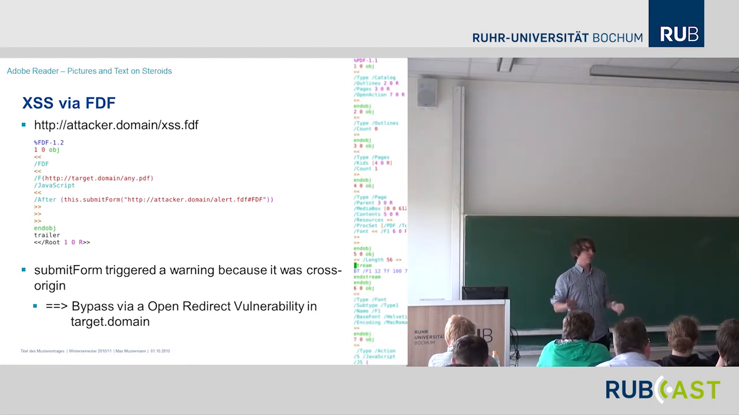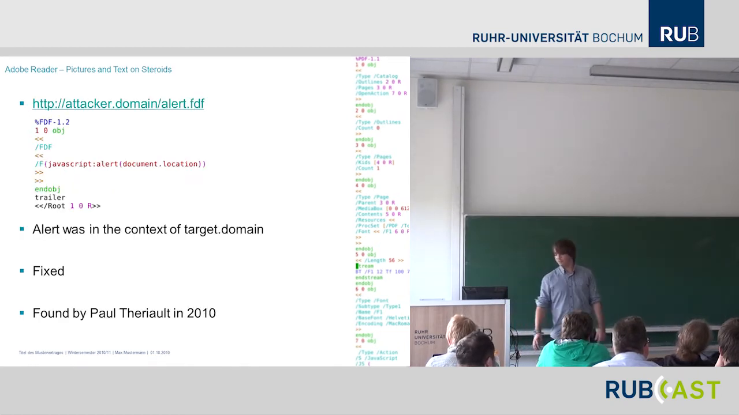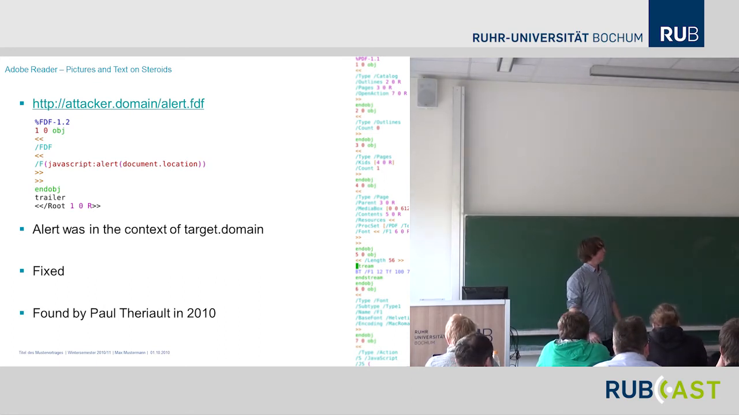Because the submit form goes to a different domain, while we're already in the target domain, the user will get a warning: hey, there is cross origin, do you really want to do that? But all you need to do is use an open redirect vuln. Most of the time you will find one, and then there was no warning at all. The last step was for the alert FDF to specify via the F switch, this FDF file belongs to JavaScript alert document location. Then it changed the location to JavaScript and executed the JavaScript in the context of target.domain. And so you could do cross-site scripting on this site.